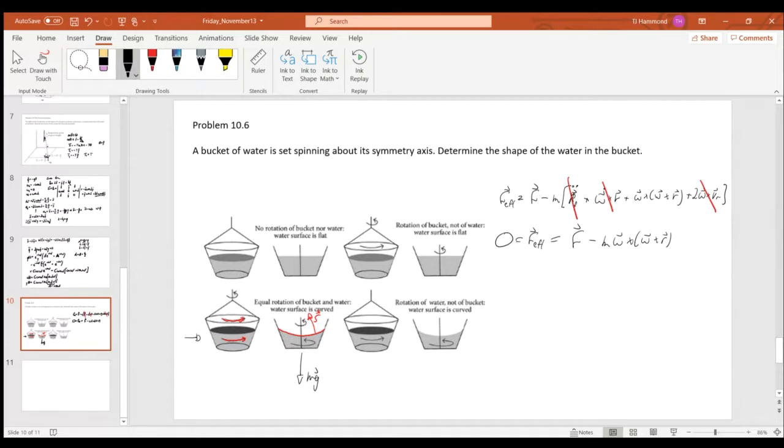Okay, so what are the real forces? Well, that's going to be gravity, so mg is due to gravity. And we're going to have S, which is due to surface tension. Okay?